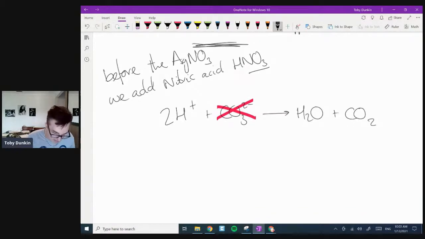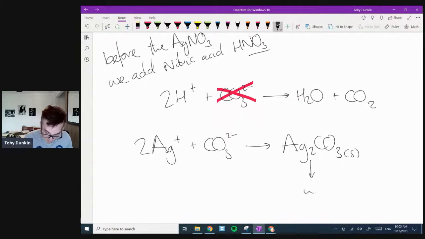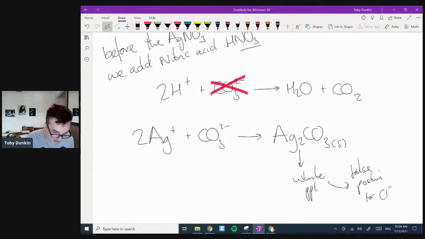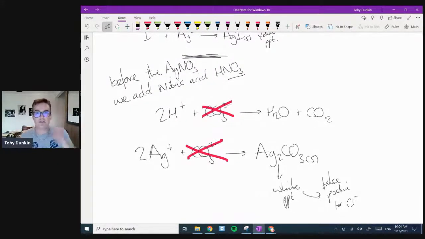Why does this need to be done? Because silver reacts with the carbonate ion to form white silver carbonate solid, which is a white precipitate. And that will be a false positive for chloride ions. So we need to destroy it. We destroy the carbonate so that reaction can't happen. So there are only two tests where you have to add the acid first. The sulfate ion test, and you've got barium chloride and hydrochloric acid.